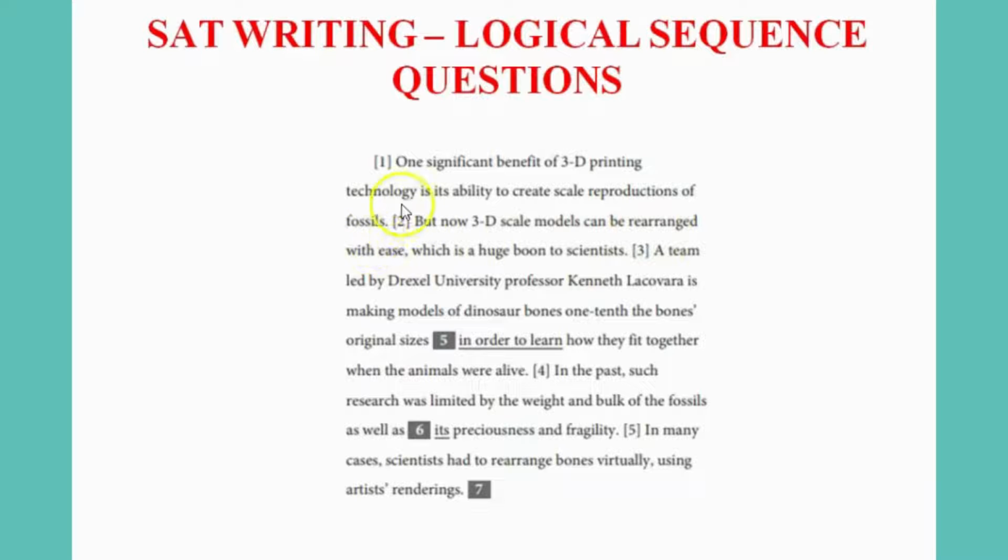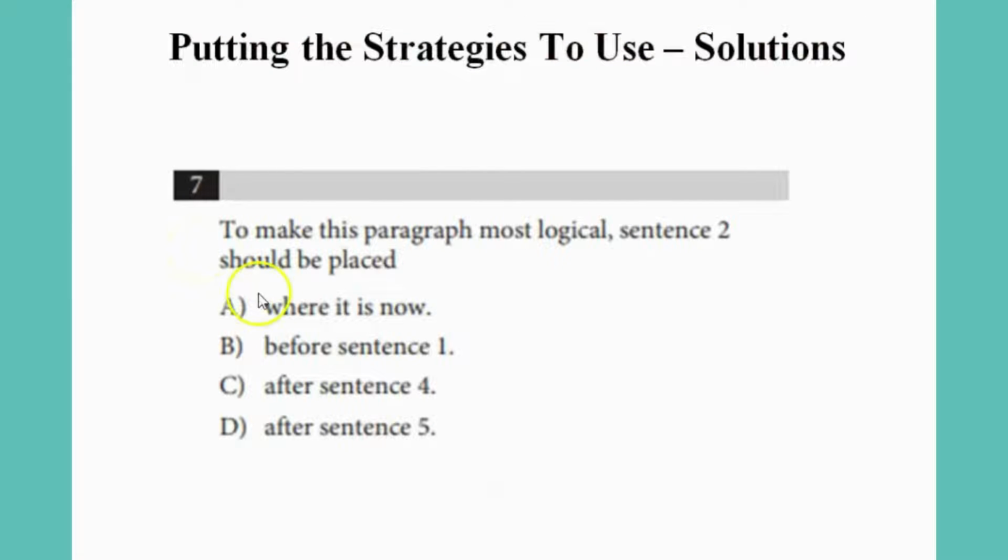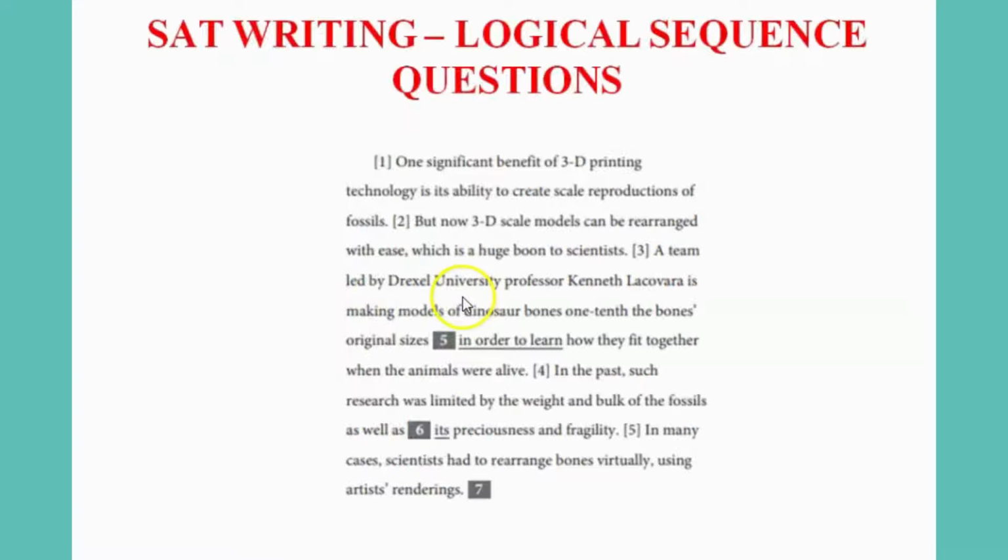So all we need to do is just see which option would talk about these rearrangement being really difficult. Let's look at option A, where it is now. Let's see if option A talks about rearrangement being difficult. One significant benefit of 3D printing technology is its ability to create scaled reproductions of fossils. So this is not talking about a rearrangement being difficult.